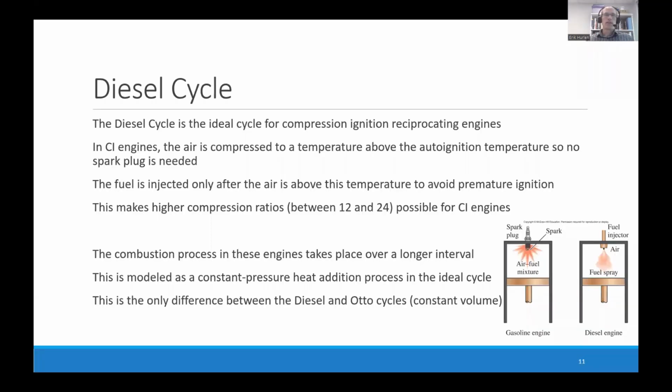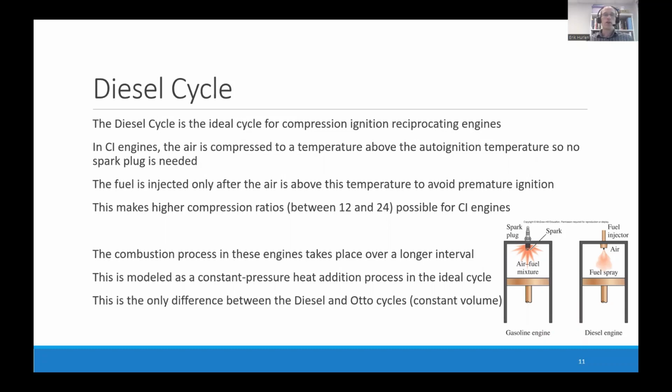Now we can move on to the second type of engine, compression ignition. The ideal cycle for these types of reciprocating engines is the diesel cycle. In these engines, the combustion is initiated when the fuel's temperature reaches the auto ignition temperature, so no spark plug is needed. The fuel is injected after the air is above this temperature to avoid premature ignition. For this reason, higher compression ratios are possible and are used in diesel engines.